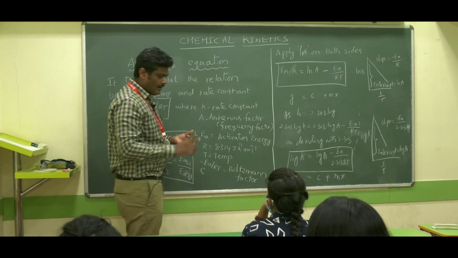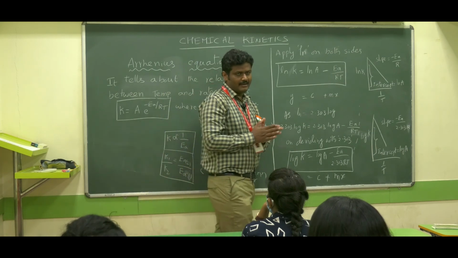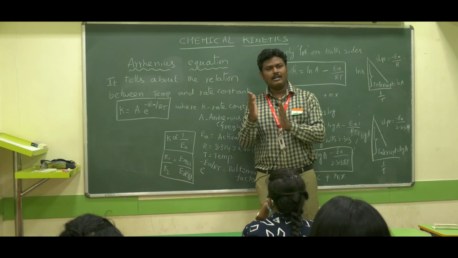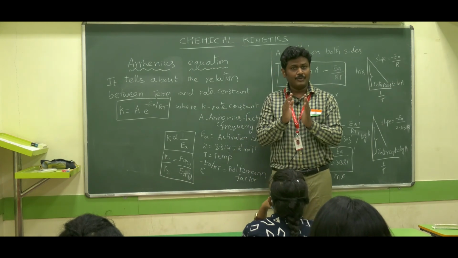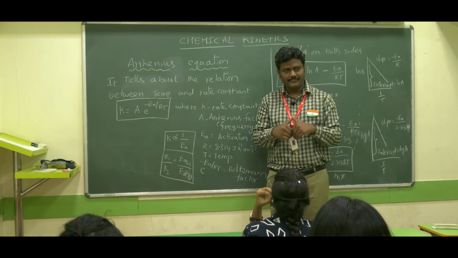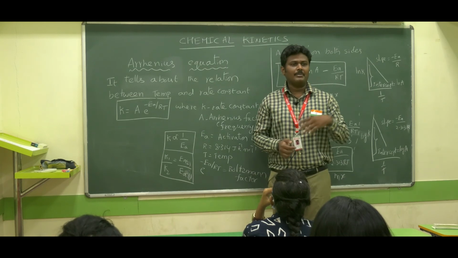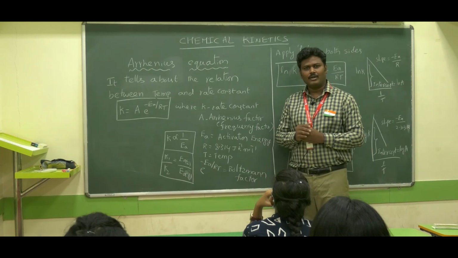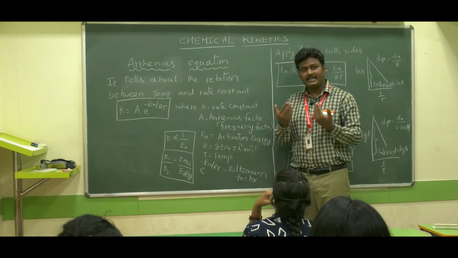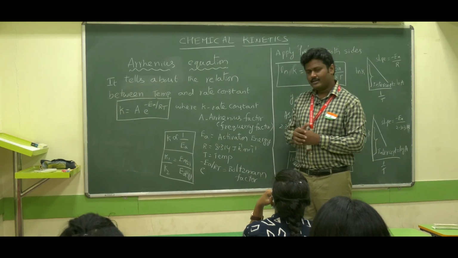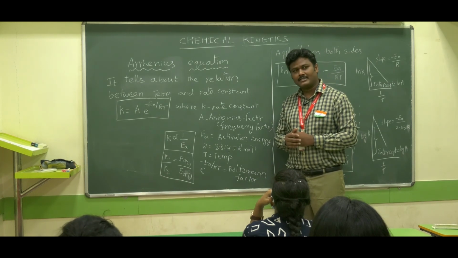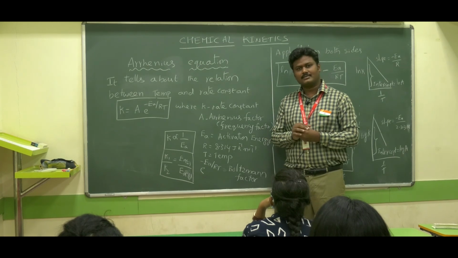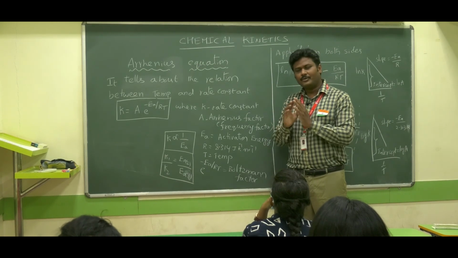We know that if you take 1 mole of any reactant molecules, it will have Avogadro number of molecules. Among all the Avogadro number of molecules, only a few molecules have sufficient energy to collide with each other to form the products. Such sufficient energy is possessed by only a small fraction of molecules.